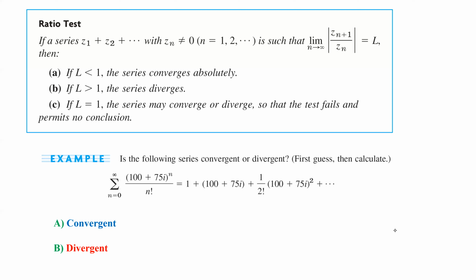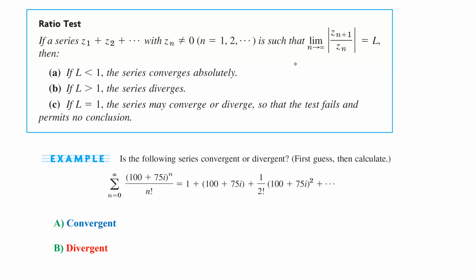Mostly you said convergent and some of you said divergent. Does anybody want to share their thoughts? I chose convergent because n factorial, I think, increases a lot faster than the numerator. All right, that's a good thought. Anybody else? Yeah, same thing. All right, that's good.